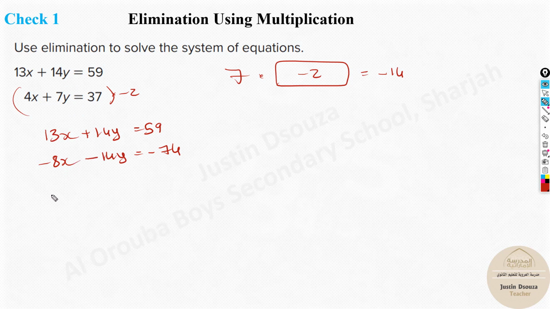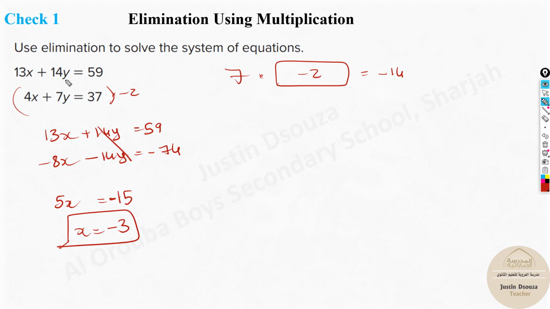So here 13 minus 8 would be 5x. Cancel this off. That will be equal to 59 minus 74. So you need to solve it and write the negative number, because the negative number is bigger. So it's 15 over here. Sorry, I made a mistake over here. When you solve this, it will be minus 15, and take the 5 to the other side. It will be minus 15 divided by 5. It will be minus 3. So this is the answer.